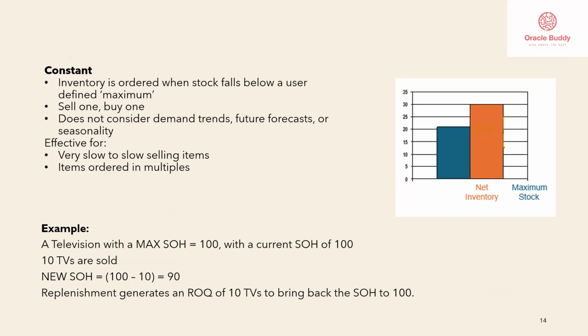Example, a television with a max SOH of 100. With a current SOH of 100, 10 TVs are sold. So the new stock on hand is 100 minus 10, which is 90. So replenishment generates an ROQ of 10 TVs to bring the stock on hand back to 100. So 100 was the maximum stock maintained in the MFCS. Once it goes down from 100, whatever remaining amount is there, it will create an ROQ and the order will be generated.